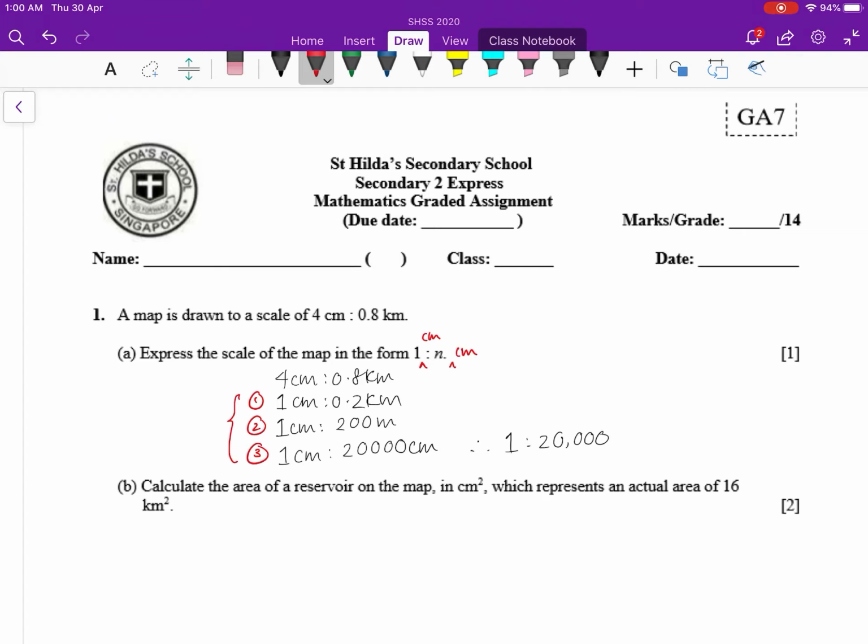Calculate the area of a reservoir on the map in cm square, which represents an actual area of 16 kilometers square. They said they want an actual area of 16 kilometers square. The actual is in kilometers, so I couldn't be using number 3. I must use number 1. 1 cm is to 0.2 km. However, we need to note that this is a length scale. This is not area, because the area is in cm square, so we need to change it to area.